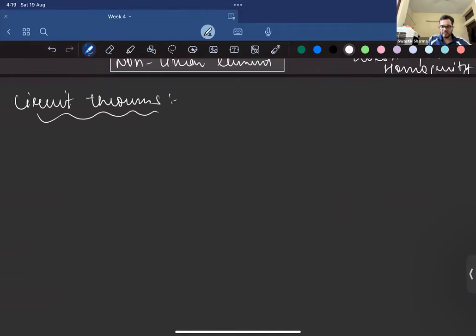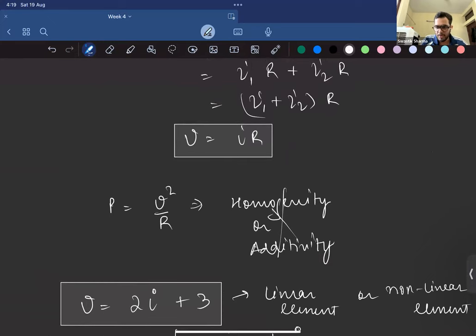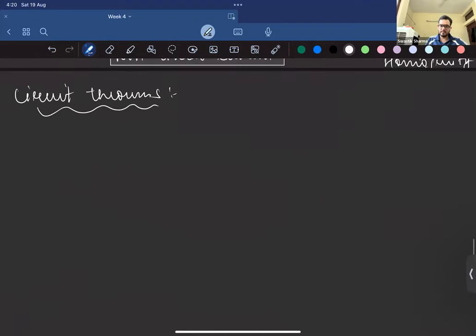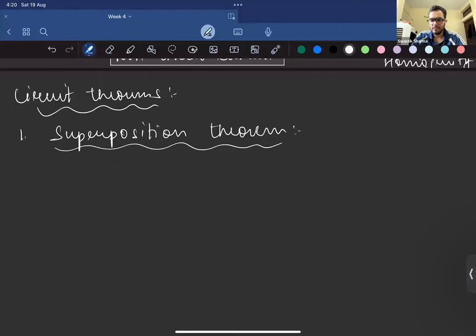It's only applicable to those circuits which are linear in nature, right? What is linearity? I already explained: those circuits, elements, or systems which follow the property of linearity, that is, they follow homogeneity and additivity. So let's discuss circuit theorems. The first one is superposition. Does anyone have any idea what a superposition theorem is? This is important for me to discuss so that when I jump into the sample problems, people can understand. So if you could just give me a thumbs up that you understand.